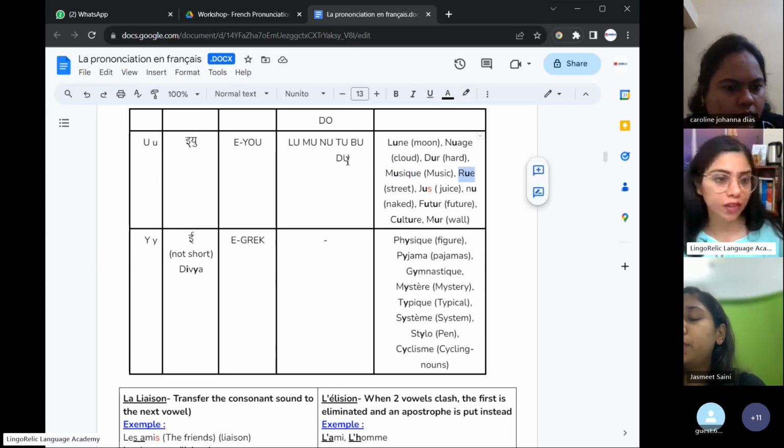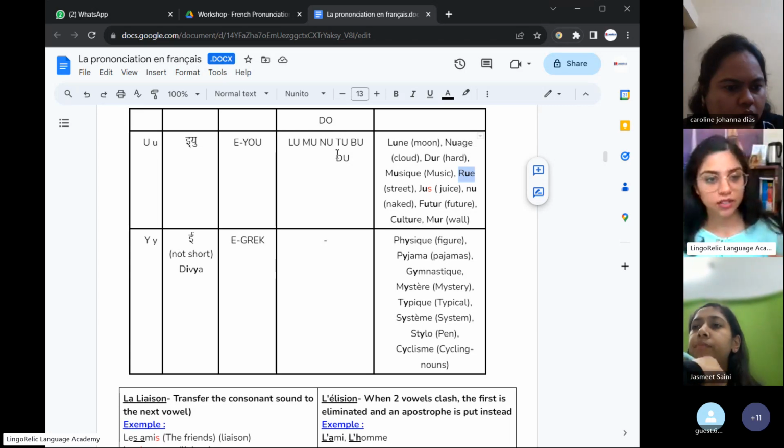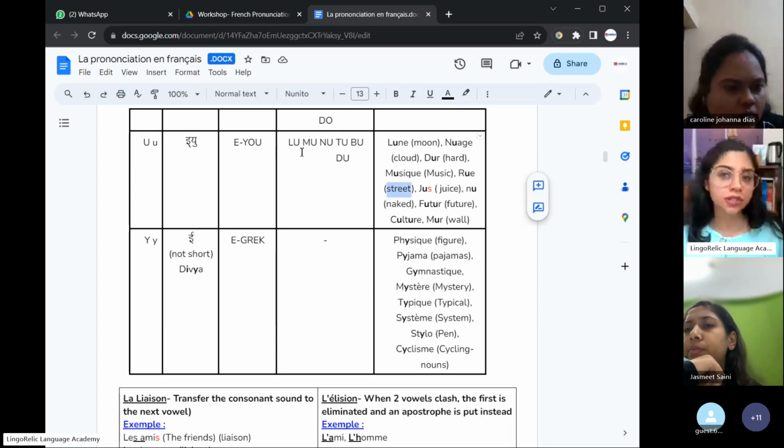Rue, rue. So R again comes from the throat, but if you're not able to pronounce it exactly, कोई बात नहीं. अभी के लिए you can try with rue. That's fine. R को हल्का सा pronounce कर लीजिए. That's completely okay. Natives will be able to understand. So rue, which is the word for street.